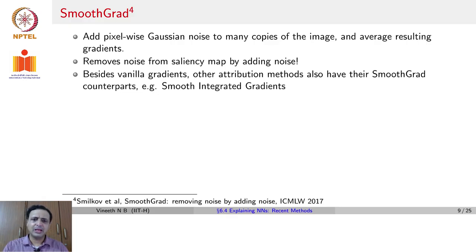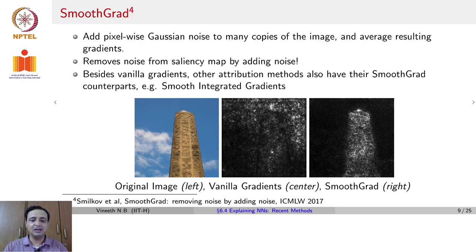In fact, there are many other methods now which have added a smooth variant to their approach. For example, there's also a SmoothIG approach which takes the integrated gradient and a smooth version of it by adding Gaussian noise to different inputs and then averaging the data gradients. So here you see an example of a result. You have the original image. You can see that the vanilla gradients are spread out across the image. You do see an outline of the structure, but otherwise the gradients are spread out across the image. But by doing SmoothGrad, you get a fairly robust attribution map of the gradients which corresponds to the object.